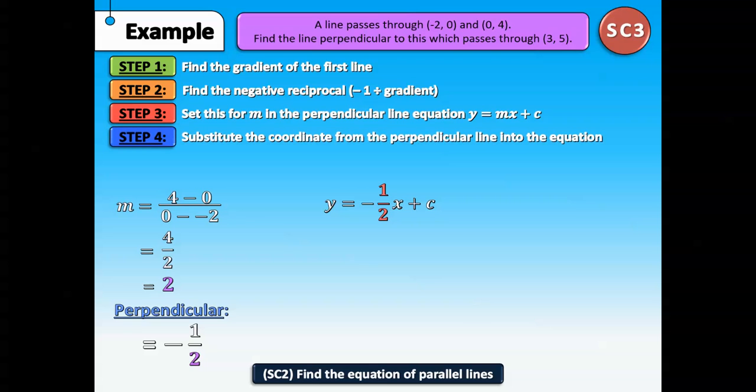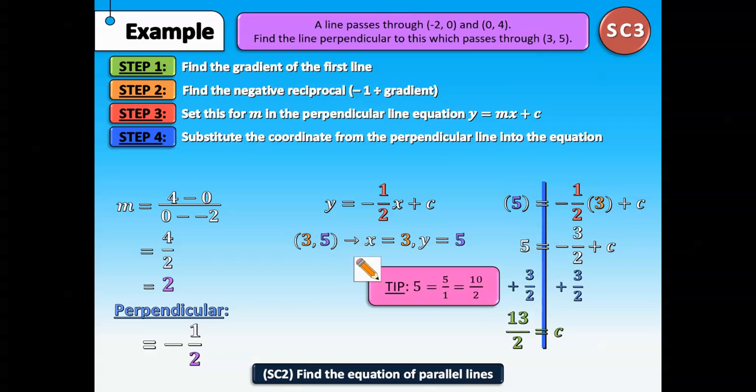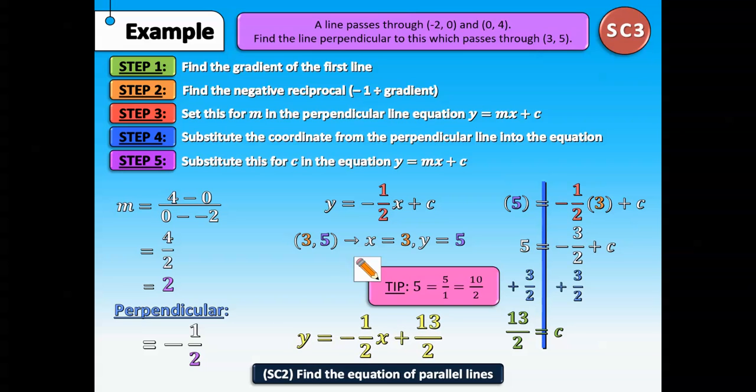Then we can substitute the coordinates that we know it goes through. So (3, 5). So x equals 3 and y equals 5. And then we just solve this to find c. So if we add 3 over 2 to both sides, c is 13 over 2. So the equation of our line is y equals minus a half x plus 13 over 2.